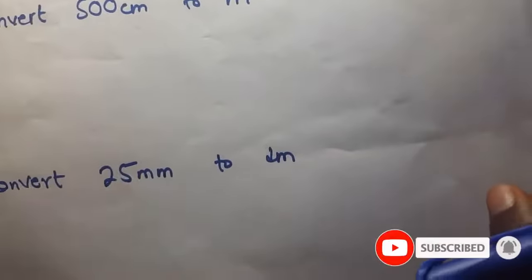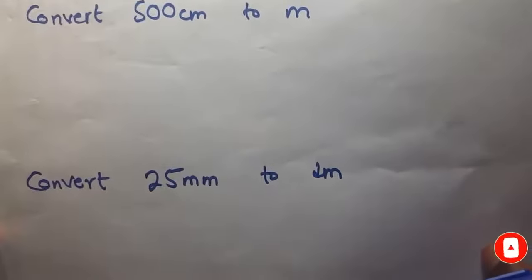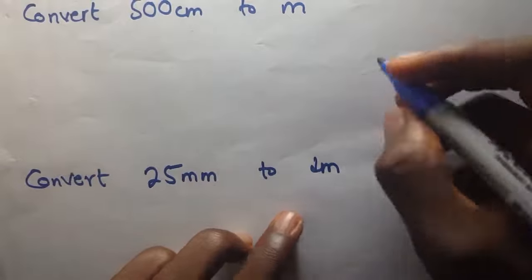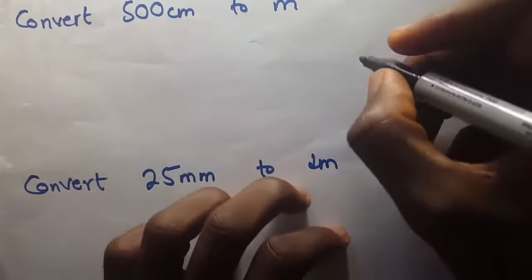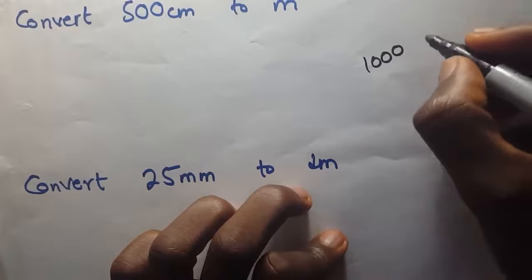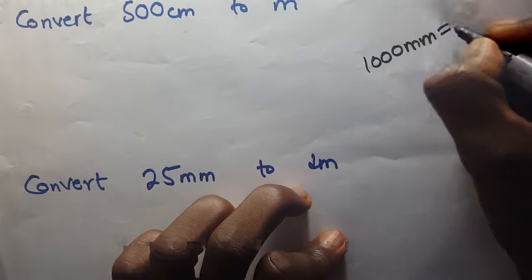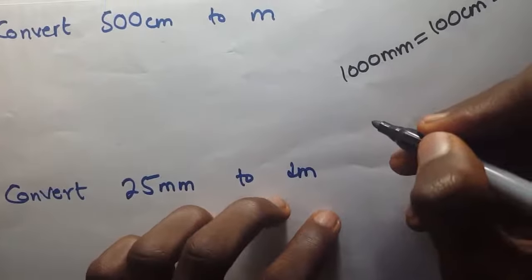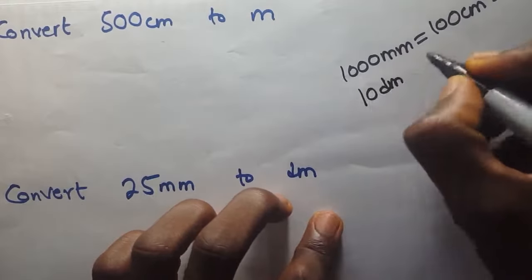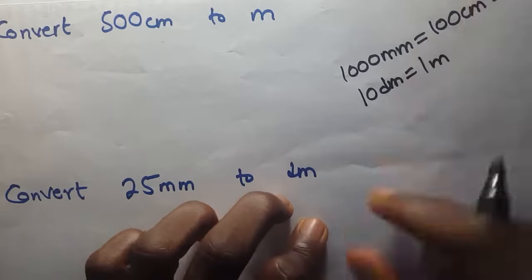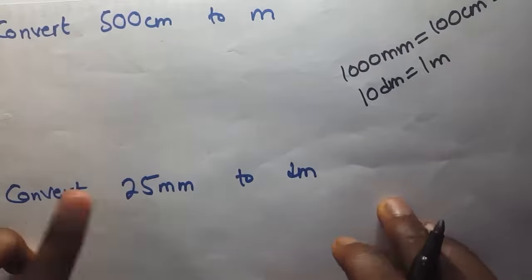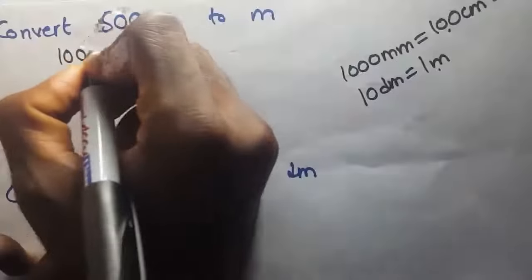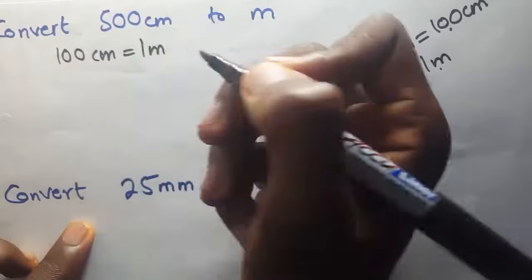With our first question, we have: convert 500 centimeters to meters. Let me put our general formula here: 1000 millimeters equals 100 cm equals 10 dm equals 1 m. What do we need? We need centimeter and meter. You can see 100 centimeters equals 1 meter.